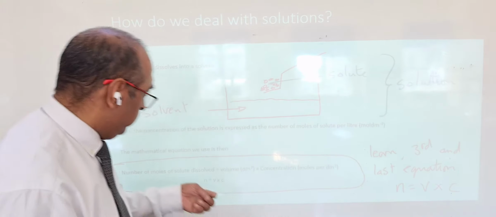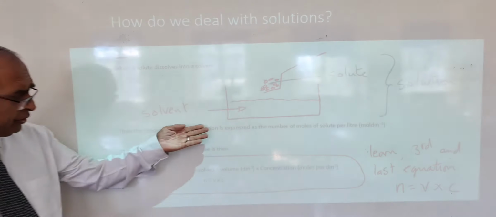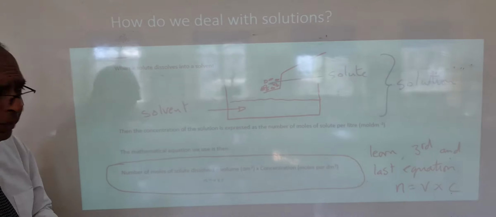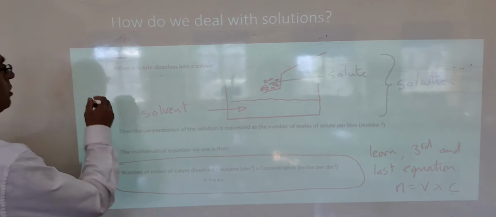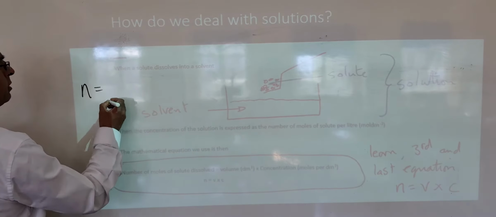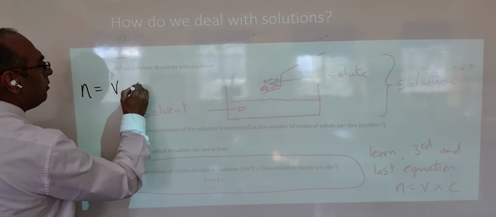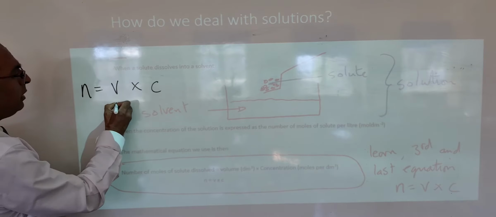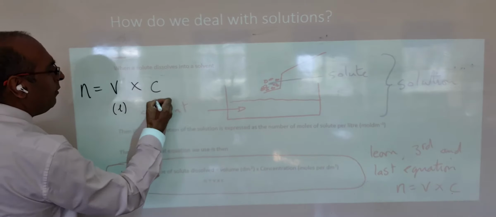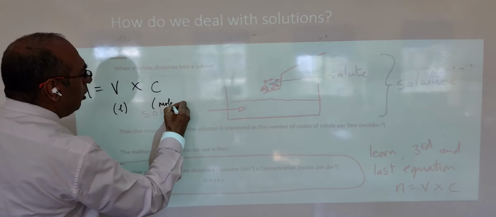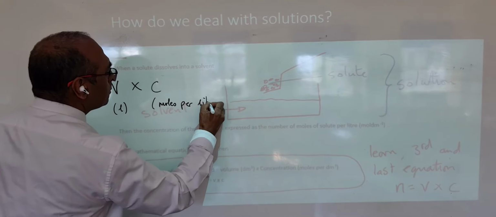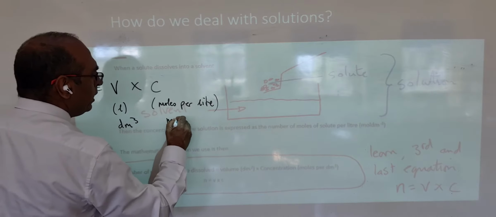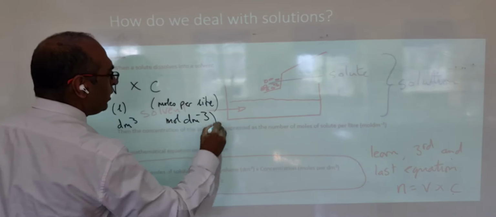So with solutions, you have to measure volume and concentration using the correct units. So let me do it here. N is volume times concentration. That's the number of moles, N. That is the volume in litres, and that's the concentration in moles per litre. Or litres, which would be dm cubed. Moles per litre is mol dm to the minus 3.